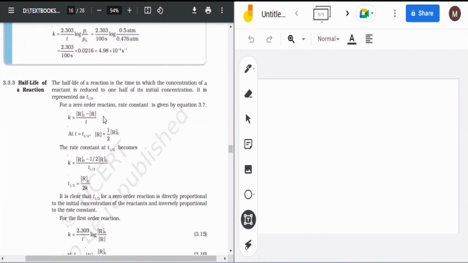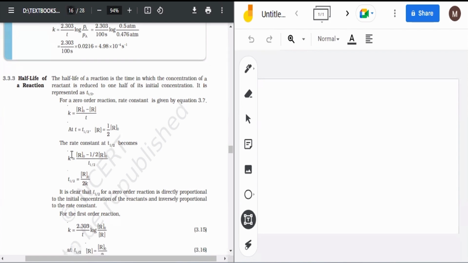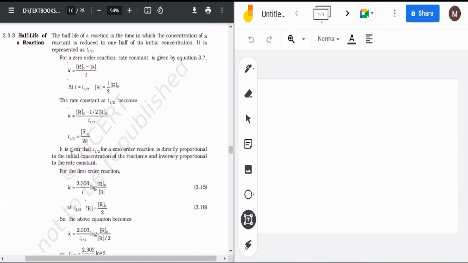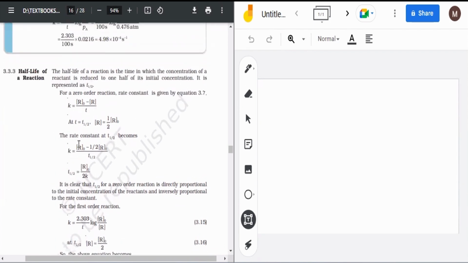Now coming to half-life. What is half-life? Half-life of a reaction is the time in which concentration of reactant is reduced to one half of the initial concentration. मतलब जो आपने किसी भी रिएक्टेंट की इनिशियल कंसंट्रेशन ले रखी है, जितने टाइम में वो कंसंट्रेशन आधी हो जाएगी उसको हम लोग बोलते हैं हाफ लाइफ. हाफ लाइफ का फॉर्मूला सिंपल होता है ln 2 by k in case of first order reactions. At t half, concentration of R is equal to R naught by 2. मतलब जो कंसंट्रेशन है वो इनिशियल की आधी हो जाएगी.